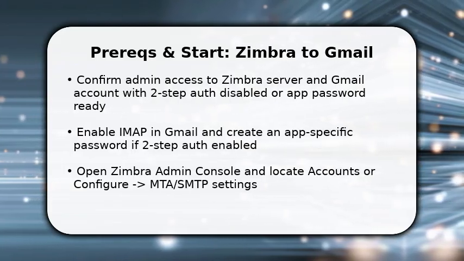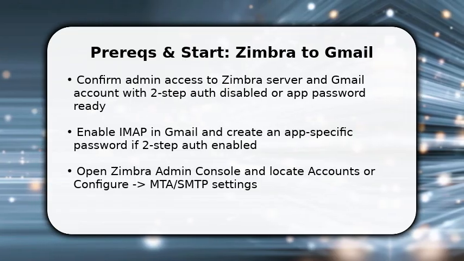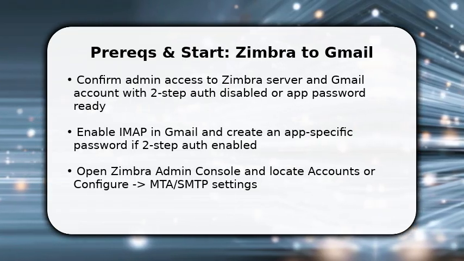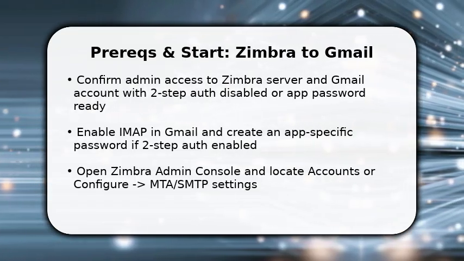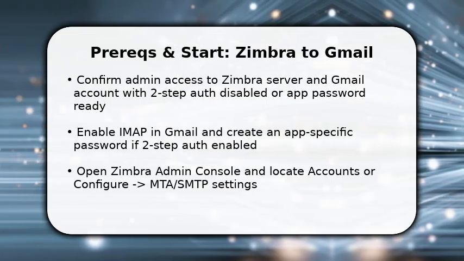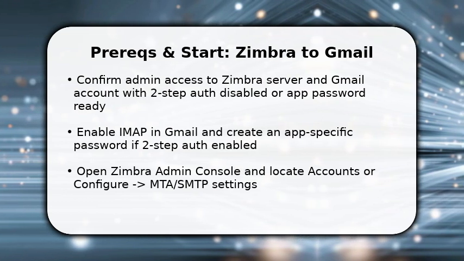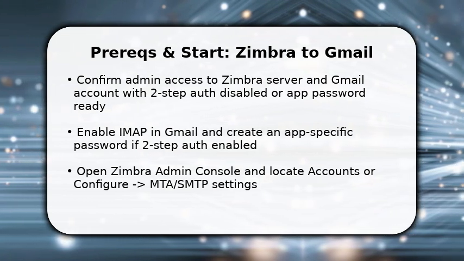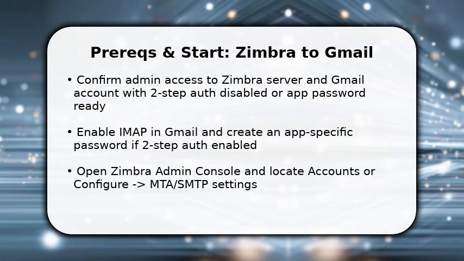Next, sign into the Zimbra admin console. Make sure you can edit account or global SMTP/IMAP relay settings. You're starting actual configuration now, so keep credentials and the Gmail app password at hand. This reduces interruptions as you move to server-side steps.